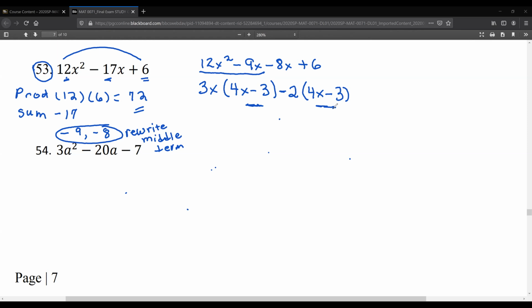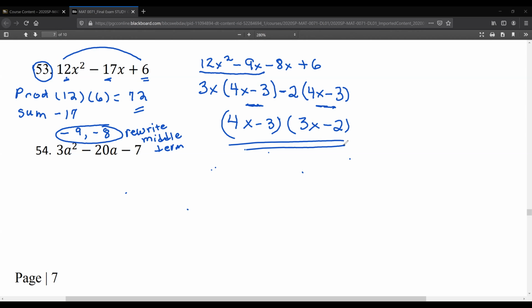All right. So let's go. What they have in common here is 4x minus 3. And the second term is going to be what? 3x minus 2. Very good. So that's your final solution here.